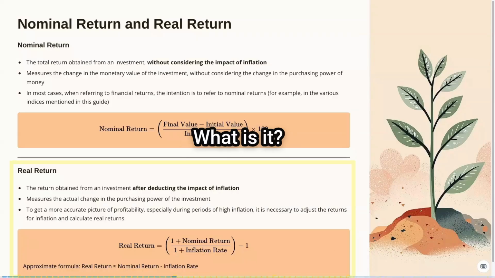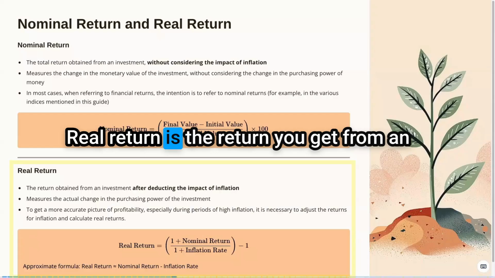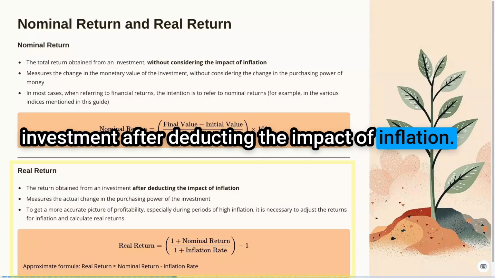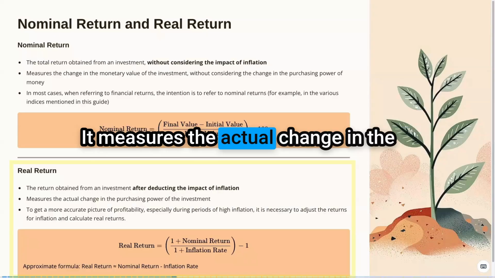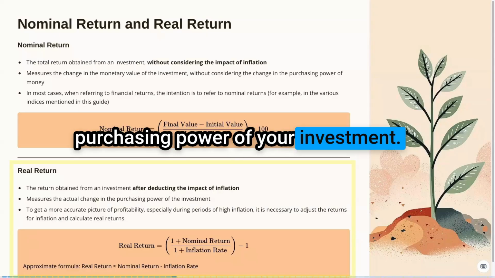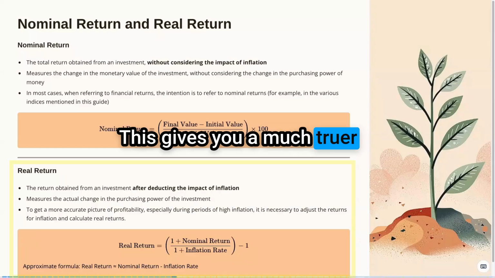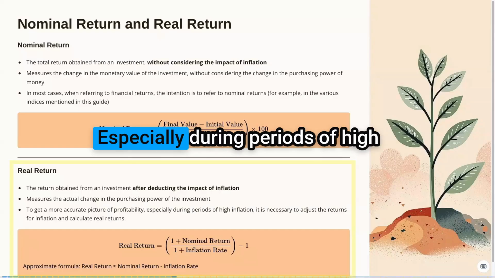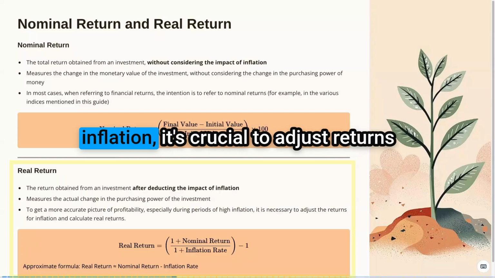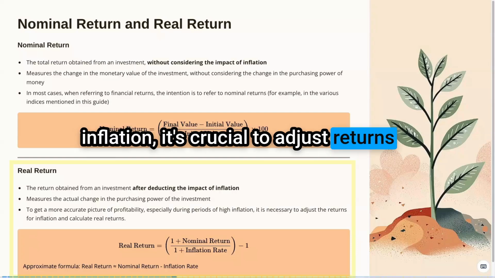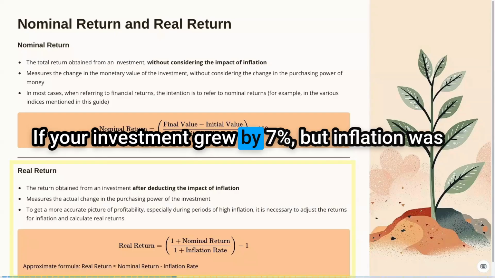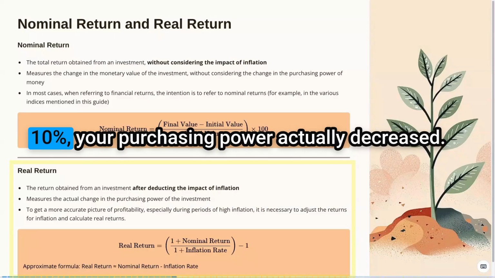Real return. What is it? Real return is the return you get from an investment after deducting the impact of inflation. It measures the actual change in the purchasing power of your investment. This gives you a much truer picture of your profitability. Why is it important? Especially during periods of high inflation, it's crucial to adjust returns for inflation to understand the real gain. If your investment grew by 7% but inflation was 10%, your purchasing power actually decreased.